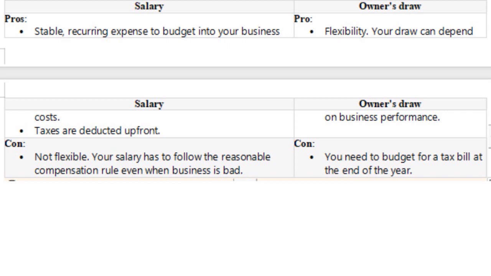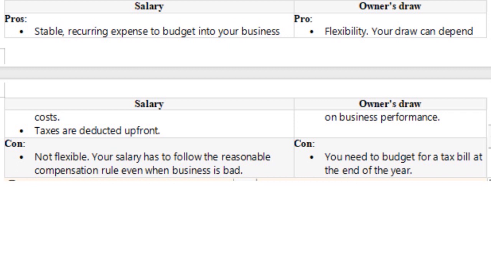So you know that, hey, listen, every 2 weeks I'm paying myself $3,000, which means on a monthly basis I'm paying myself $6,000. So it is stable, and you have a clear idea what you can expect. And taxes are deducted upfront, so you don't have to worry about quarterly tax filings, all that kind of stuff. You know that the IRS has been paid, state tax authorities have been paid. Those are the two main pros if you go with the salary option.